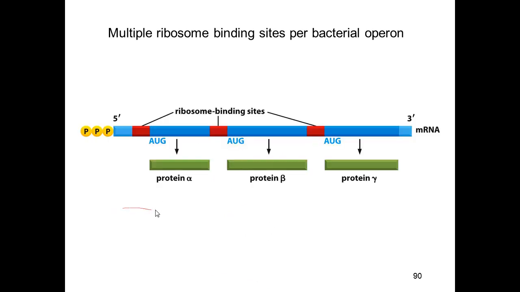Because bacterial RNAs are polycistronic, as we said, because they code for multiple genes and multiple proteins on a single RNA molecule, we just point out that there are separate start AUGs for each of these proteins, and there are ribosome binding sites specific for each of these genes, again, even though this is a single mRNA molecule.